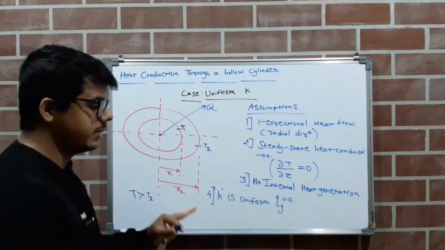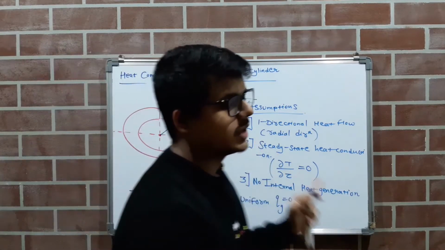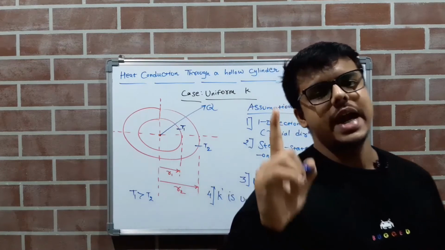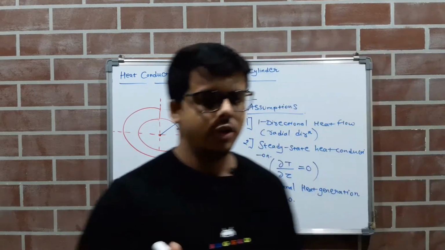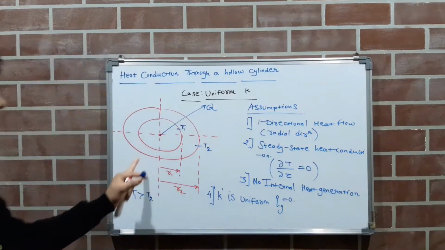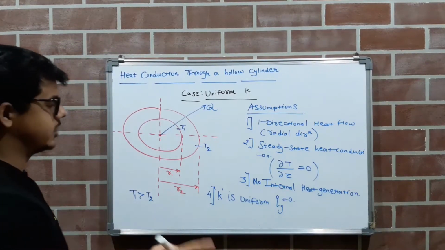Then the fifth assumption you can write is that the material of the cylinder is homogeneous and isotropic. I am not writing it here, you can write in your notebook that the fifth assumption is the material of the cylinder is homogeneous and isotropic.